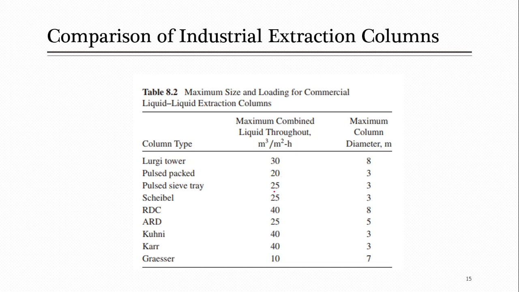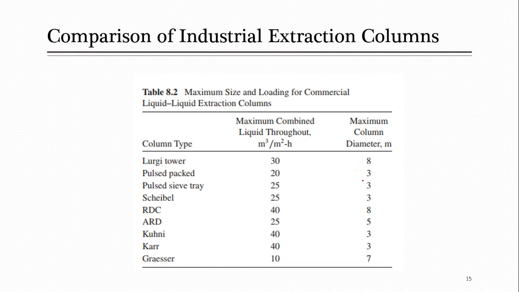Overall, you can see here that different columns have different ranges. Why can't we have the same? Because there are some limitations. Suppose I say I want to handle a large amount of liquid, but I will handle it in one specific piece of equipment. That may not provide good mass transfer if you are handling a very large amount of liquid. So based on that, there is some differentiation between these systems.